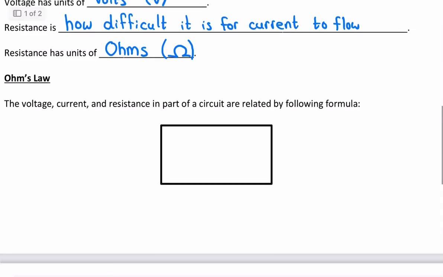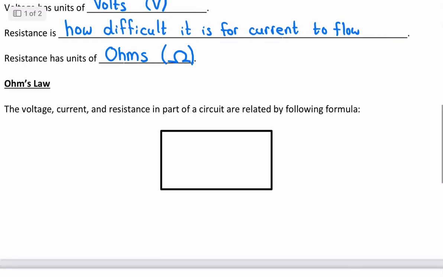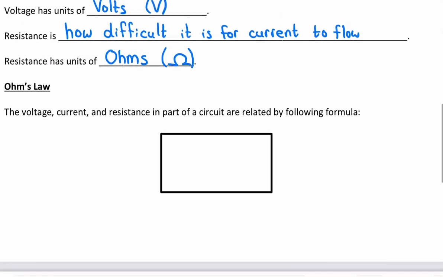Okay, so this brings us to the next thing we want to talk about, which is a formula that ties all of this stuff together. And that formula is Ohm's law. It tells us how voltage and current and resistance are all related. And it goes like this. V equals I times R.